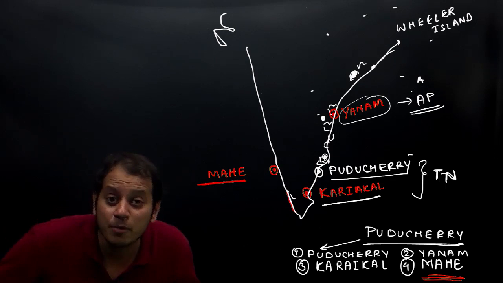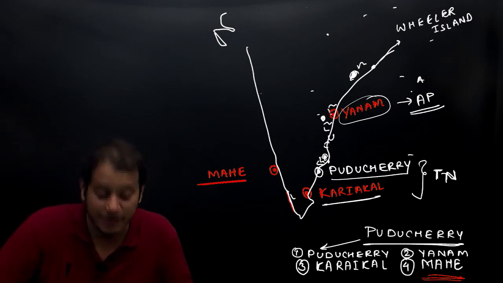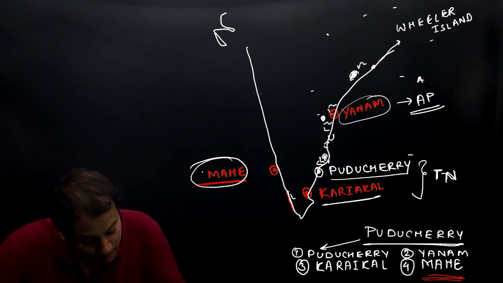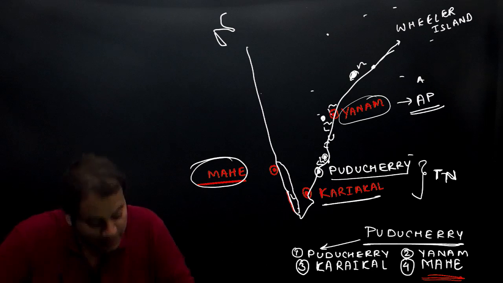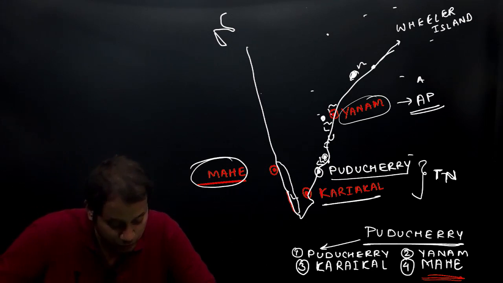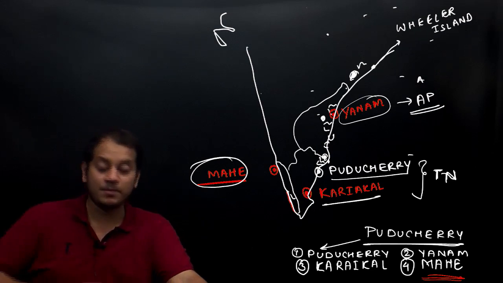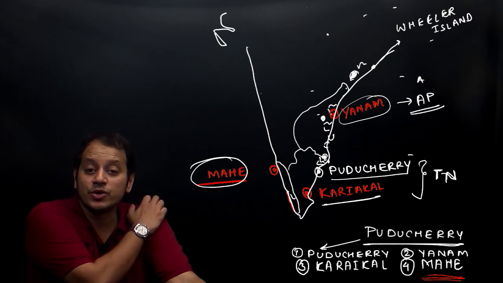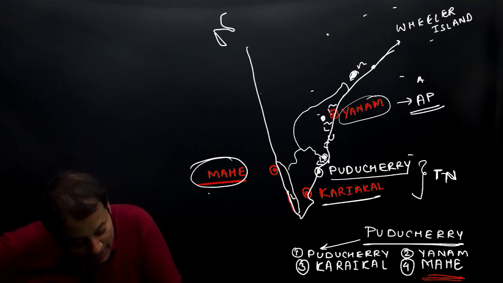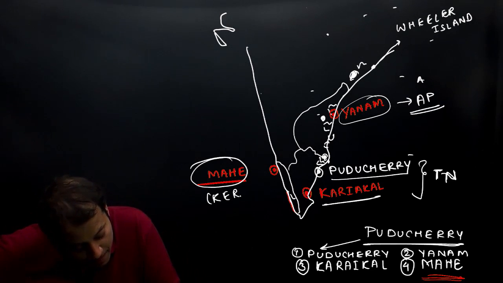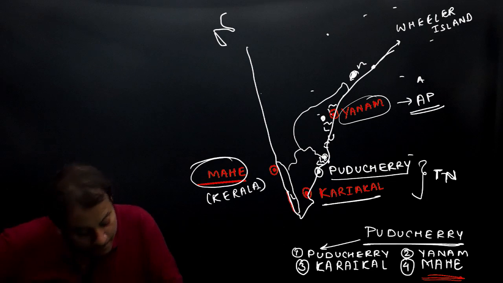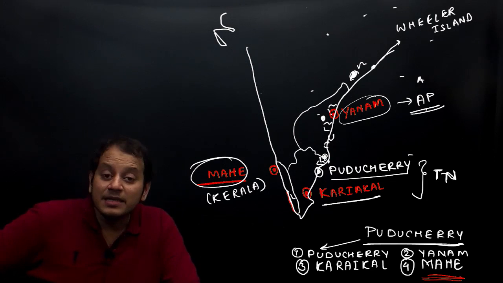A part of the Puducherry which is surrounded by the state of Kerala: the answer is Mahe. So this is how the questions will be in the examination. This is Tamil Nadu, while the rest part is Andhra Pradesh. Mahe lies in Kerala. Yanam lies in Andhra Pradesh. Puducherry and Karaikal in Tamil Nadu.